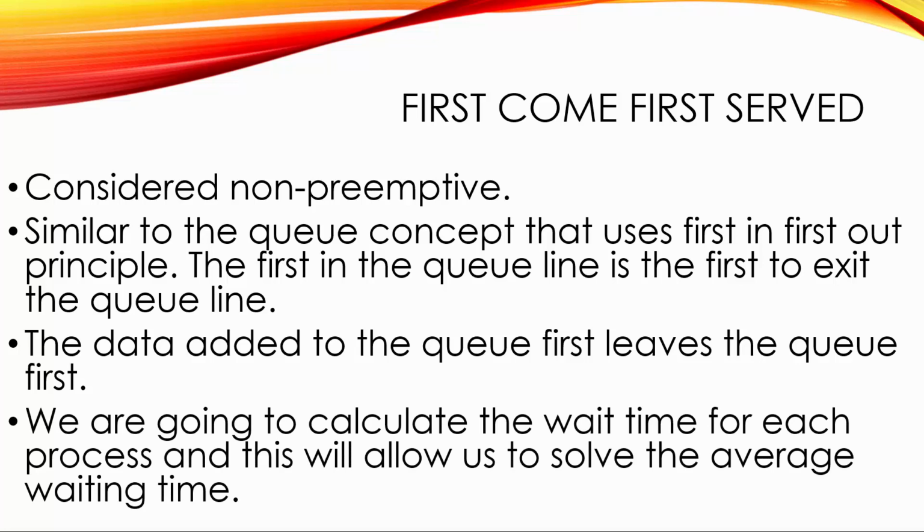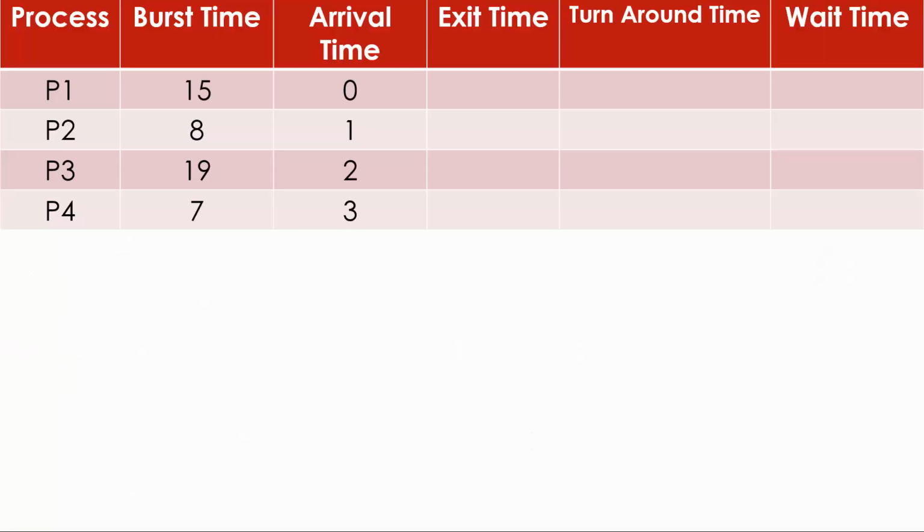We're going to calculate the wait time for each process. That is what we are after because this will allow us to solve the average waiting time. When we have the average waiting time, we can figure out which scheduling algorithm works best. So let's take a look at the first one using first come, first served.